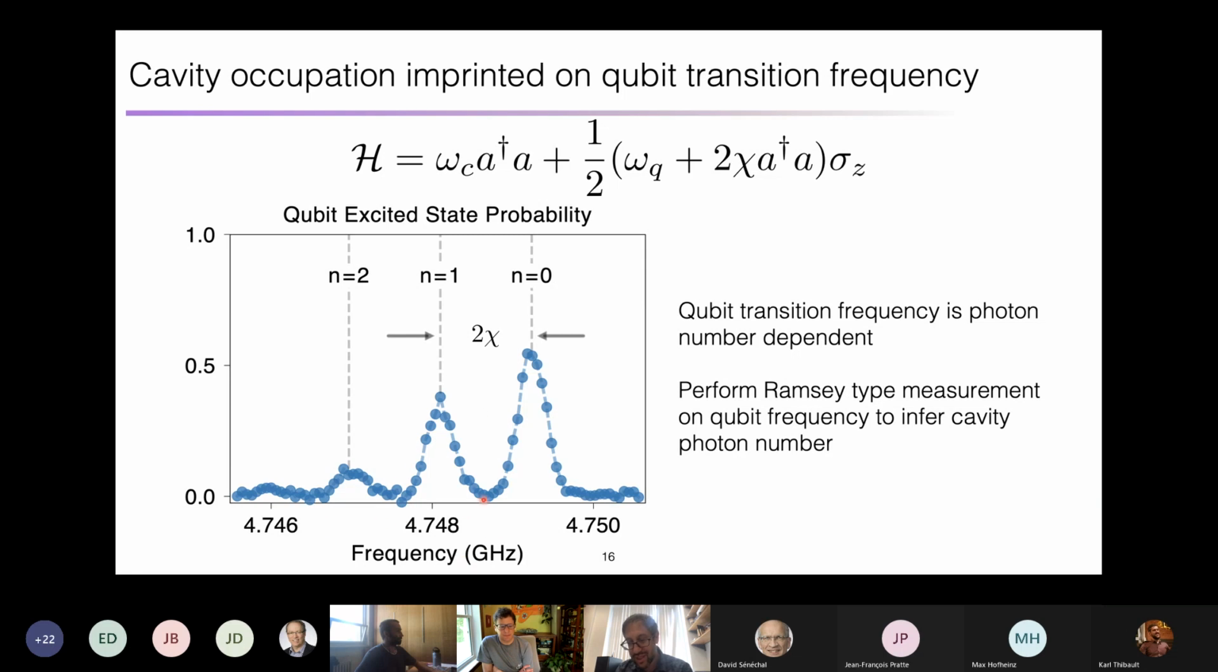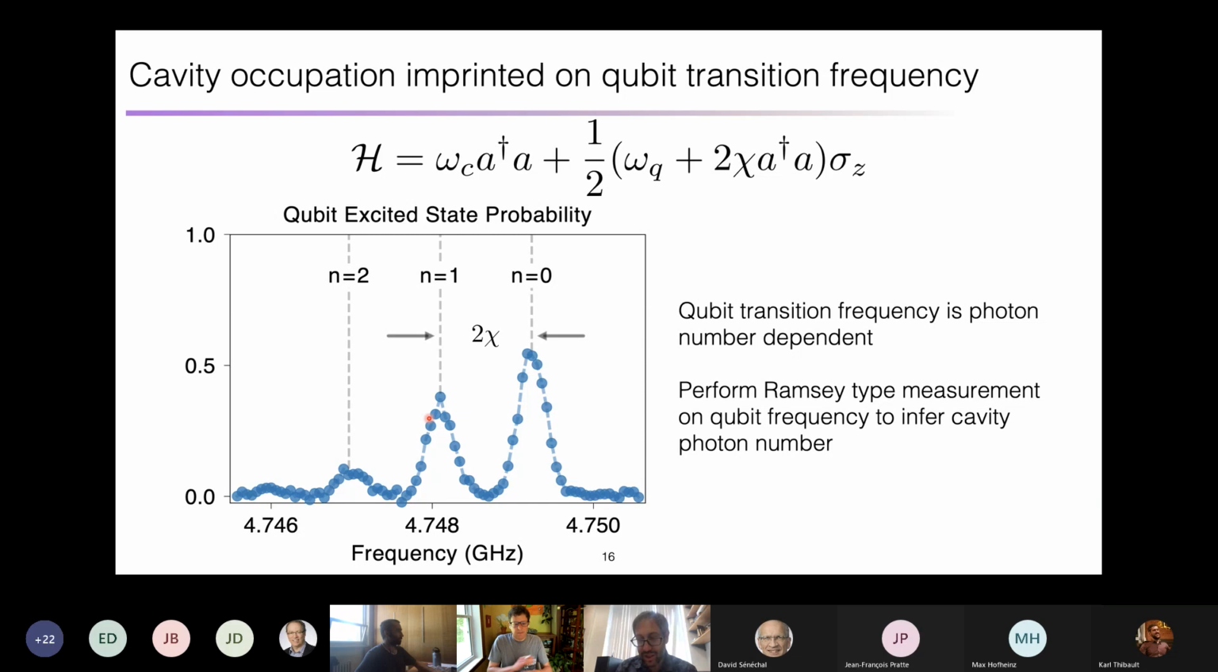By the way, this is a little bit like a Stern-Gerlach experiment, but for the field. It really shows the essence that the electromagnetic field is quantized, because you never get anything in between. You can't get half a photon. It's either 0 photons, 1 photon, or 2 photons, and it's separated by this energy scale, which we call 2 chi. So that's a spectroscopic version showing that the qubit is detecting these.